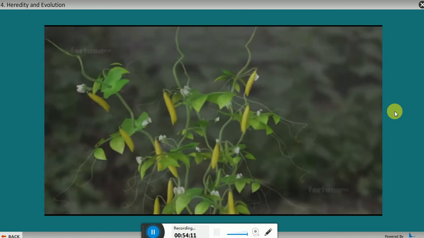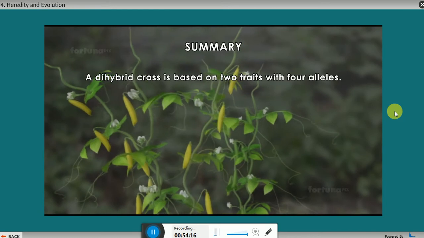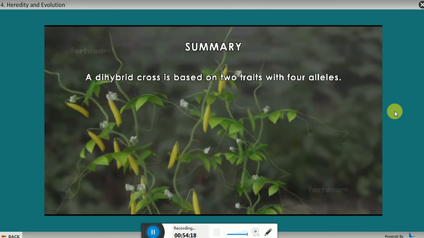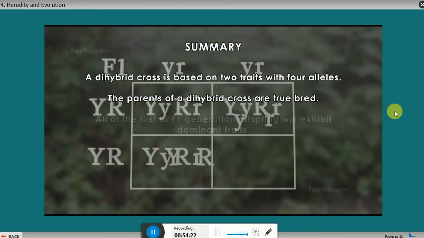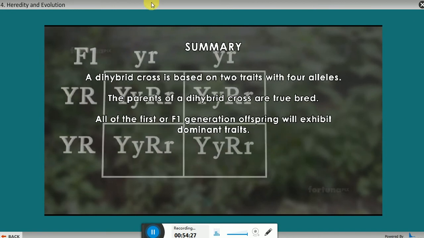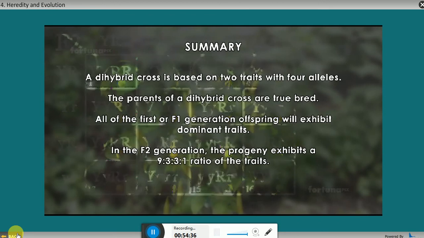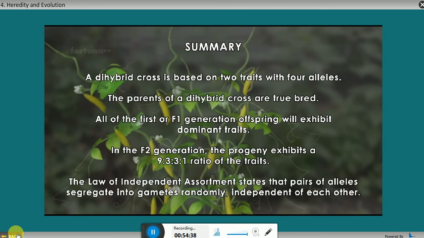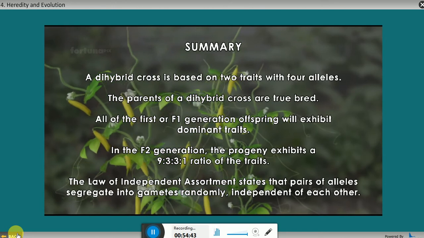Summary: a dihybrid cross is based on 2 traits with 4 alleles. The parents of a dihybrid cross are true-bred. All of the first or F1 generation offspring will exhibit dominant traits. In the F2 generation, the progeny exhibits a 9:3:3:1 ratio of the traits. The law of independent assortment states that pairs of alleles segregate into gametes randomly, independent of each other.